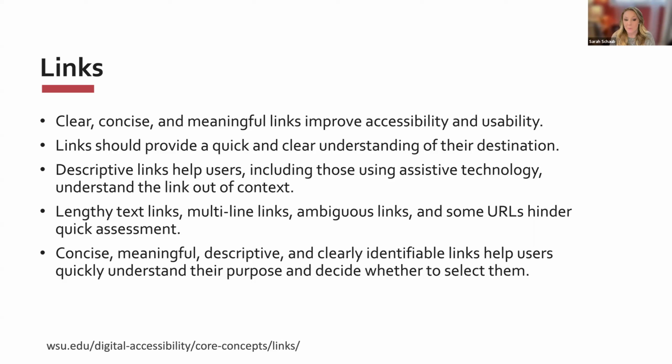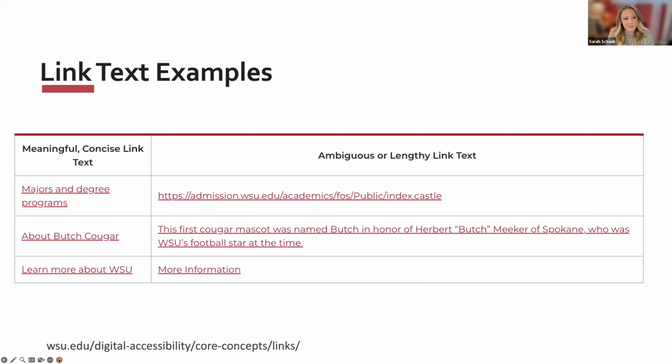Descriptive links help users, including those using assistive technology, to understand the link out of context. Lengthy text links, multi-line links, and ambiguous links and some URLs can hinder quick assessment of web content. Concise, meaningful, descriptive, and clearly identifiable links help users quickly understand their purpose and decide whether to select them. And I'll give some examples of what I mean by descriptive.